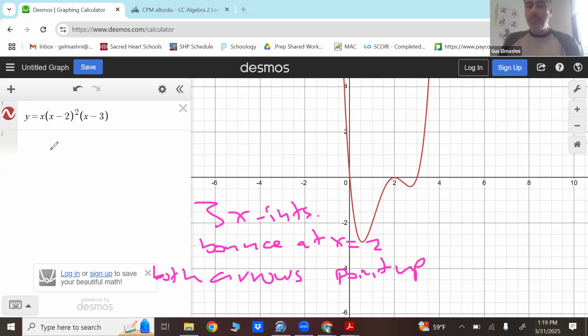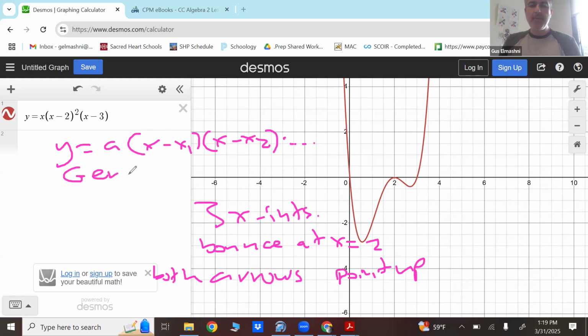So in general, here's what you expect. y equals a times (x minus x sub 1) times (x minus x sub 2) times dot, dot, dot. This is the general way of writing a polynomial function.